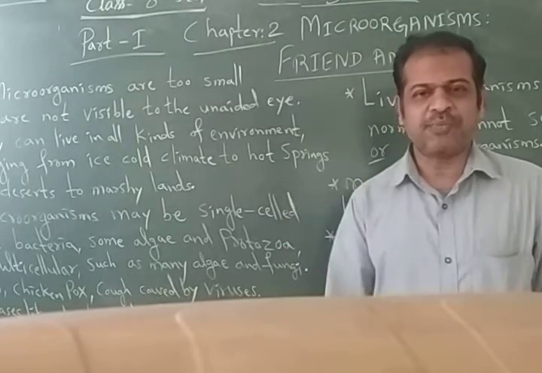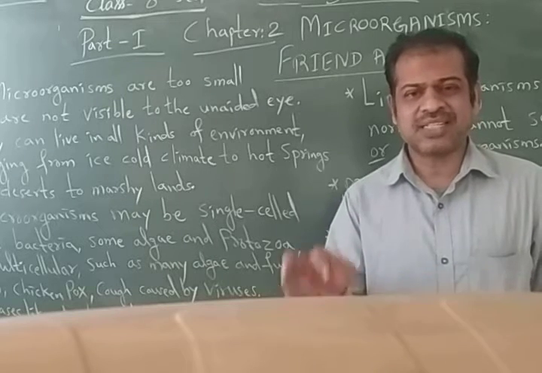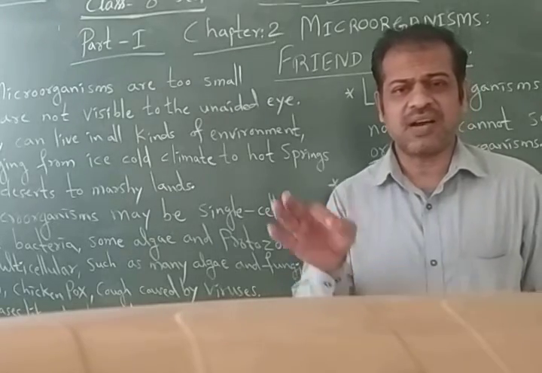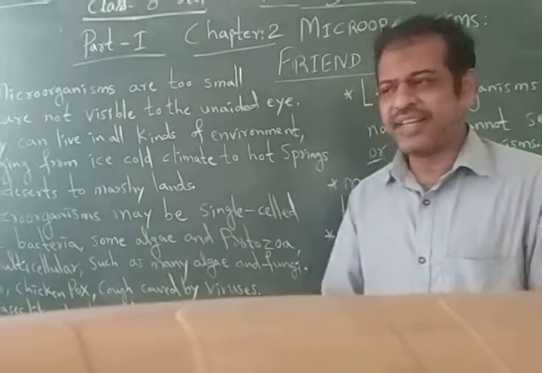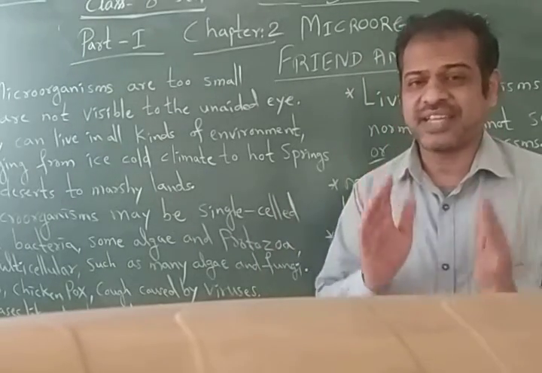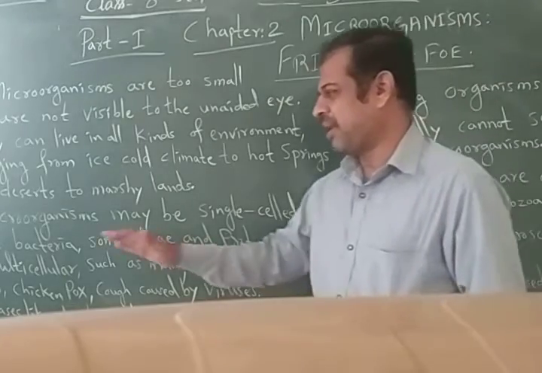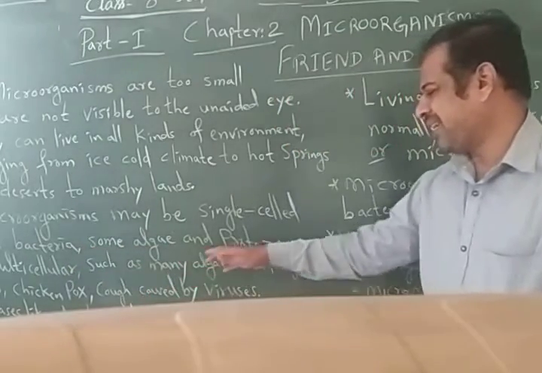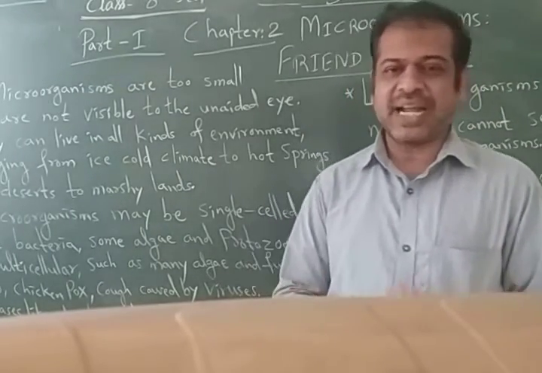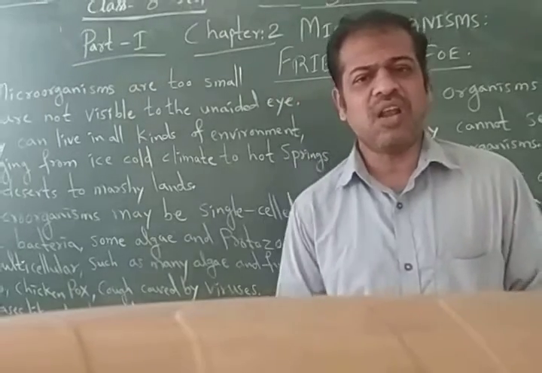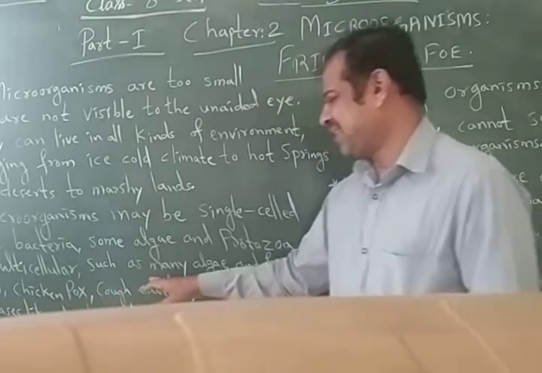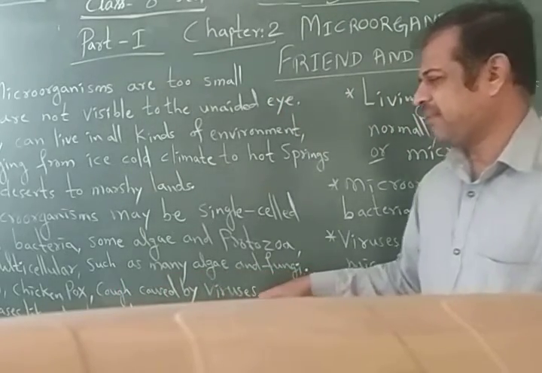The very important point, we come to know that some microorganisms are unicellular organisms. Okay, students, next, some microorganisms are multicellular organisms. Examples like bacteria, some algae and protozoa. Protozoa, algae, bacteria and fungi, these all are microorganisms. Here some are multicellular, such as many algae and fungi.